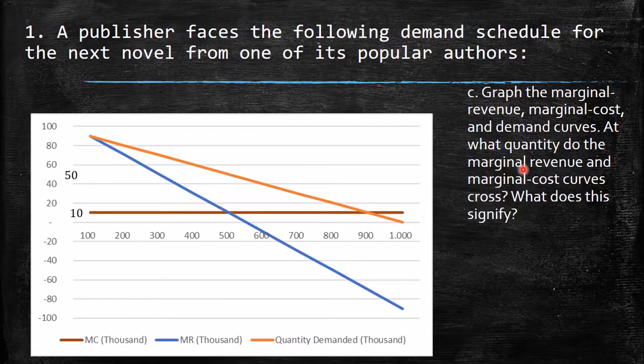Then, at what quantity do the marginal revenue and marginal cost curves cross? What does this signify? Here we have that the marginal revenue and the marginal cost cross when the quantity is 50. Remember, this is the maximum benefit that the firm, the monopolist, the publisher has. So this is an important part.